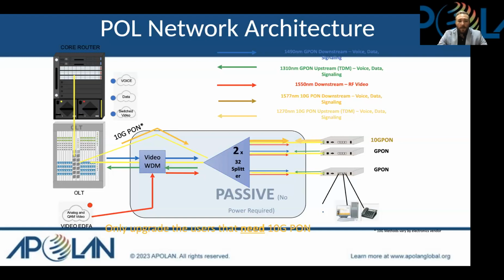What's great about this is you only have to upgrade users that actually are needing that 10G PON. We're using the same infrastructure, the same optical splitter. We're not changing out any hardware except the ONT to a 10G PON. So you could have one office still streaming your typical GPON, and then the office next door using 10G just by switching out the ONT and having the proper configuration on the line terminal.